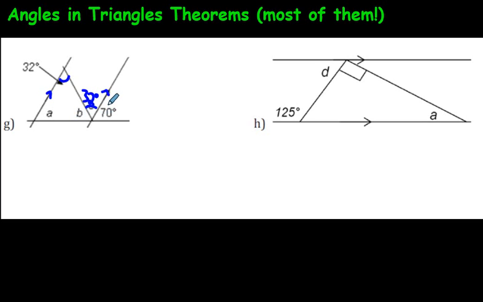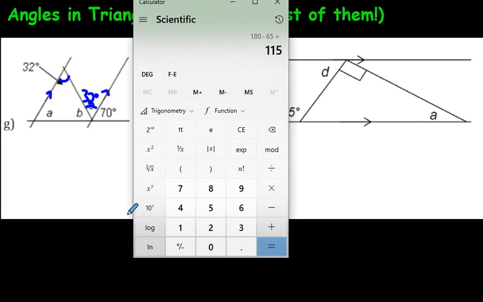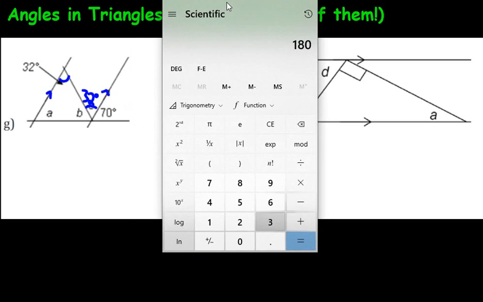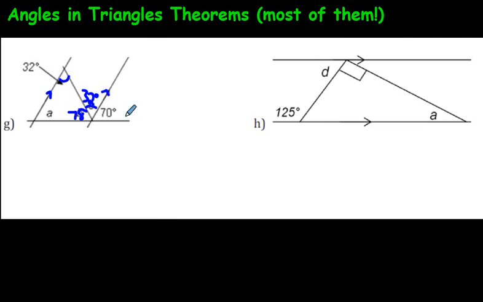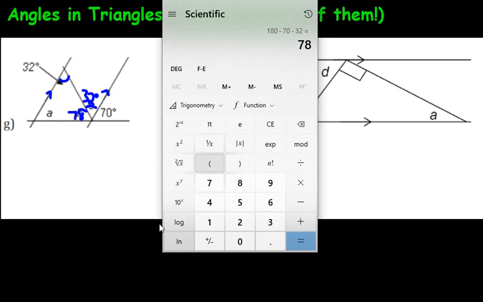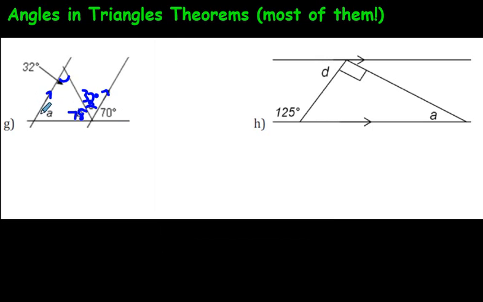So if you go 180 minus 70 minus 32, let's do that right here. 180 minus 70 minus 32, we come up with 78 degrees. Okay, so we know this is 32, this is 78, so we should be able to come up with A. If we take 180, because it's a triangle, minus the other interior angles, 32 minus 78, we come up with 70 right here. There we go.